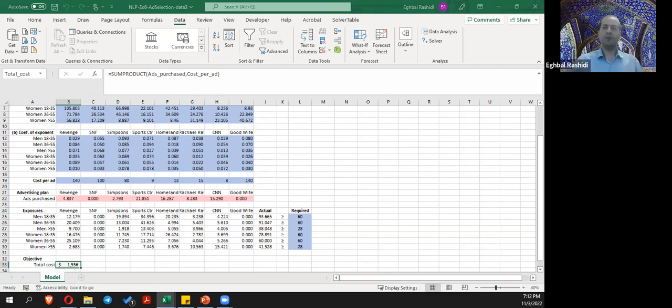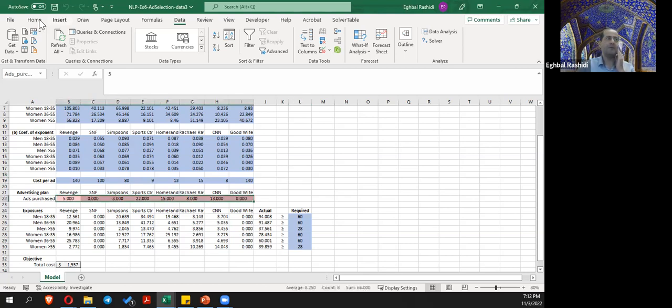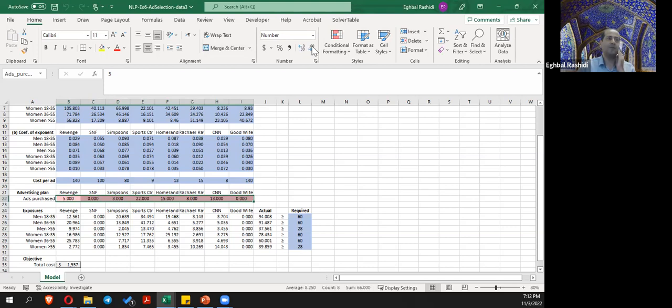All right, so we got to the optimal solution. 1557 actually. So that's not that bad, right? It was actually just $1 more, and we get integer values here. So I can just get rid of these. So our optimal solution is to run 5 ads on the Rememe show, 3 on the Simpsons, 22 on the sport, 15 on the Homeland, 8 on Rachael Ray, 13 on CNN, and 0 on Good Life. Any questions?